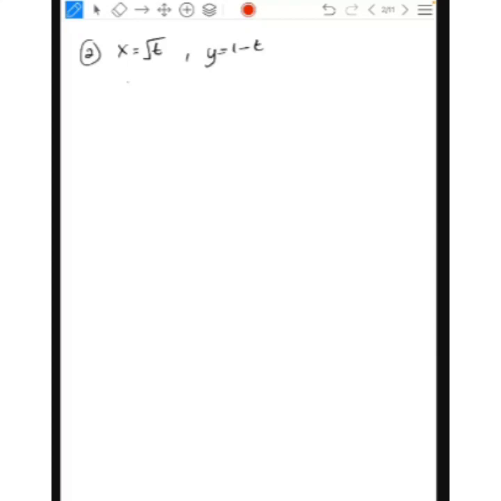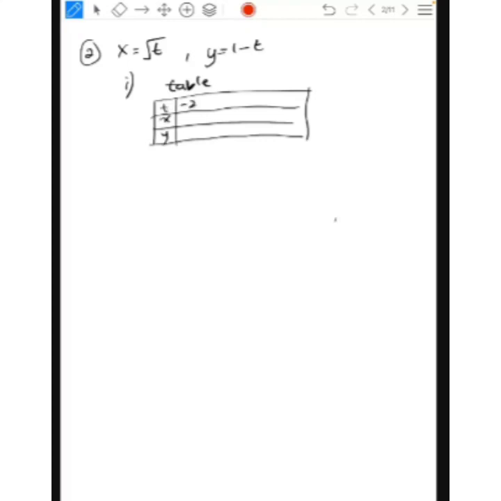As I said before, if you use a table, it is advisable for you to take values of t from negative until positive. Katalah tadi macam tadi kita nak ambil negative 2 until 2. However, for x specifically, if t is, let's say, -1, then you'll have x equals square root of -1, which is undefined. So specifically t must be greater than or equal to 0. So you cannot use t negative here.